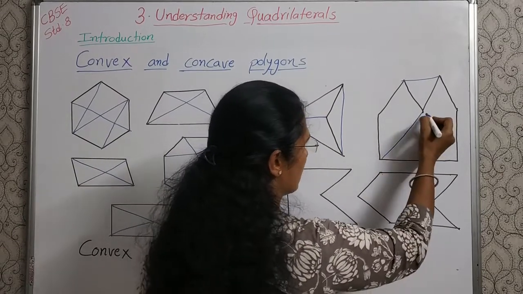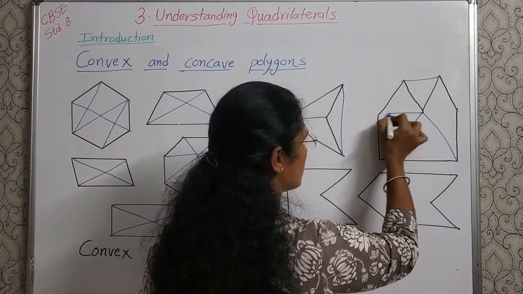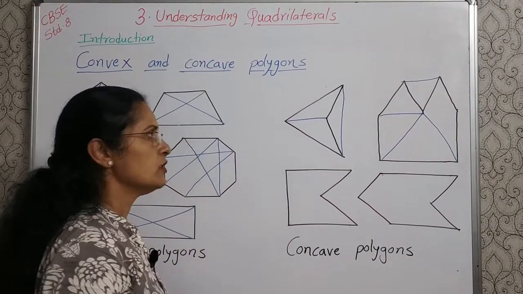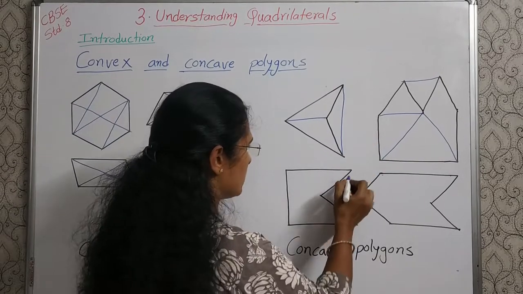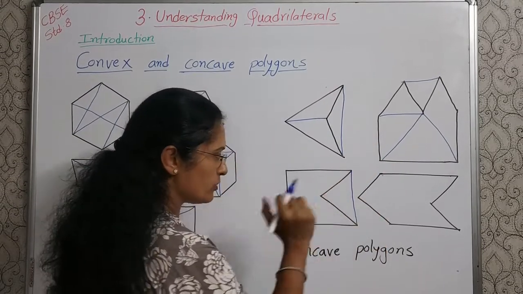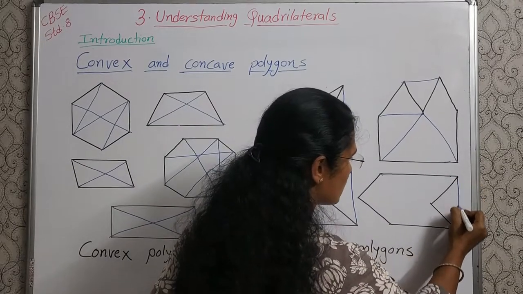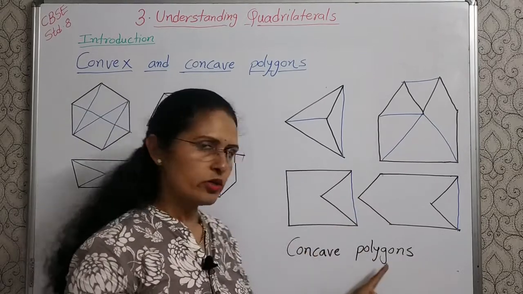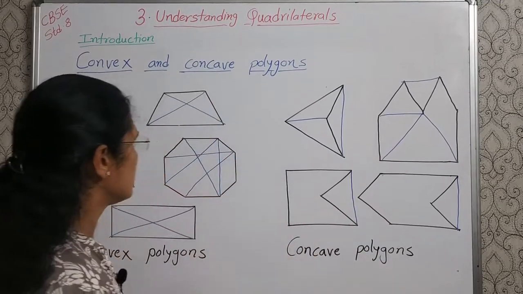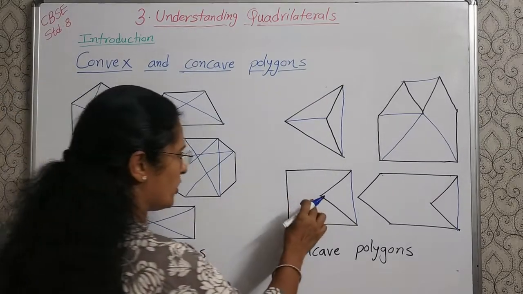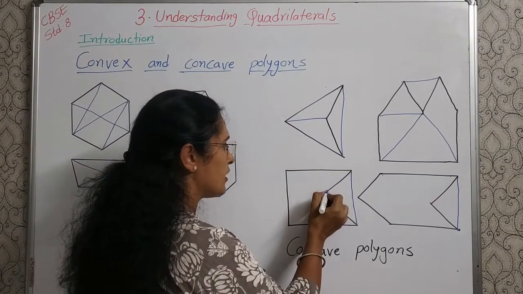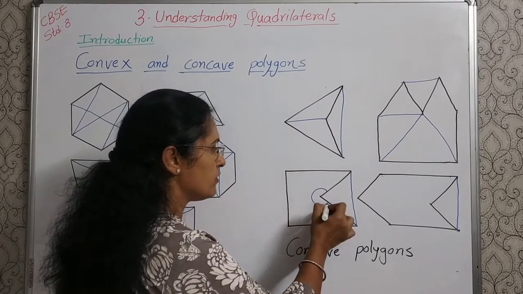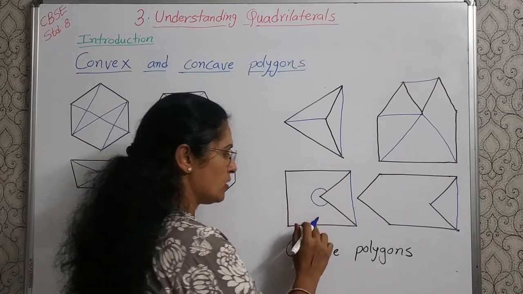This diagonal is in the interior, but this diagonal is in the exterior, outside of the polygon, so it is a concave polygon. Same here, this diagonal will be outside of the polygon. Here also, this diagonal is in the exterior or outside of the polygon, so these are all concave polygons. One more thing, in concave polygons, one of the interior angles is more than 180 degrees. If you measure this angle, it will be more than 180 degrees.